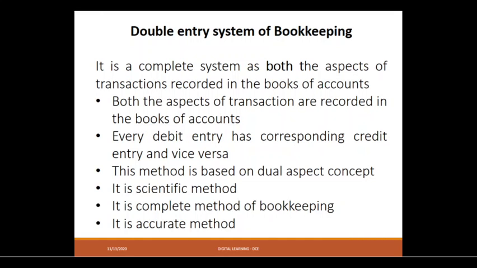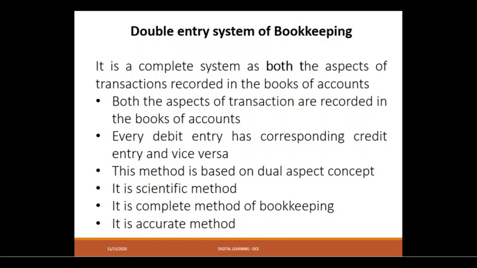So, double entry system of bookkeeping. Double entry system of bookkeeping is a method where both aspects of a transaction are considered and recorded. This system refers to a set of rules for recording financial information in an accounting system, in which every transaction affects at least two different accounts.